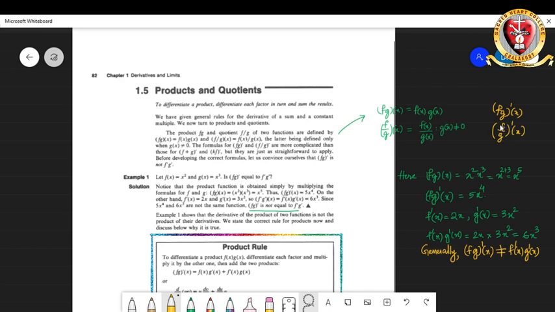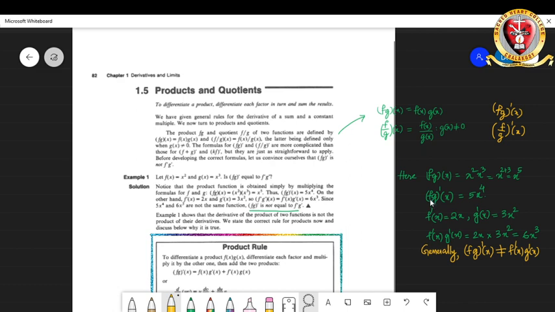So in order to understand it further, we have an example 1: f of x is equal to x square and g of x is equal to x cube. So how will we define fg of x? Fg of x is defined as f of x into g of x. That means fg of x is equal to x square into x cube in this example. That means x raised to 2 plus 3, which is equal to x raised to 5. Okay, we obtained fg of x.